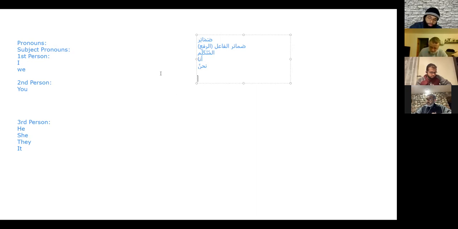Second person, the Arabic would be al-mukhatab. Al-mukhatab is the one who is spoken to, or the one who is addressed. In English, second person is only one pronoun. The reason for that, wallahu a'lam, is because when you're speaking to a person or to a number of people, it's clear who you're speaking to.